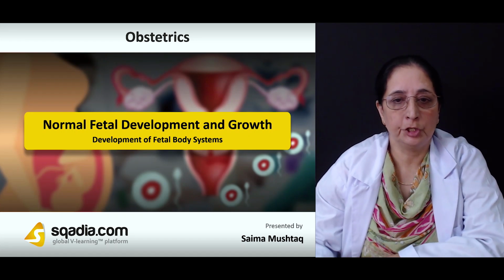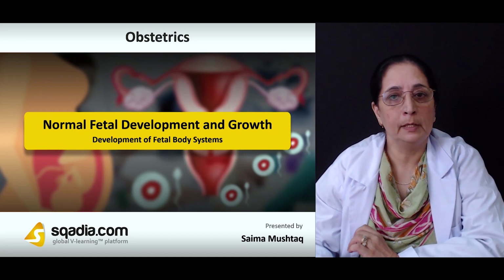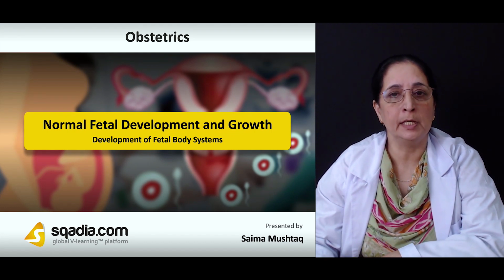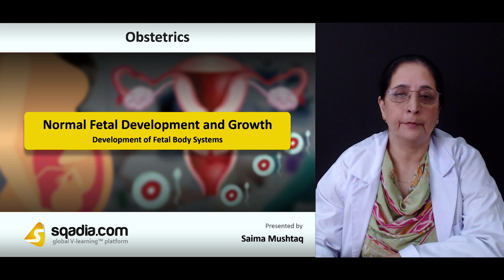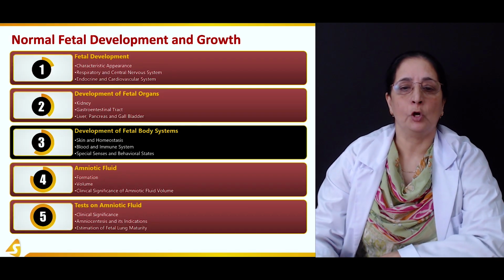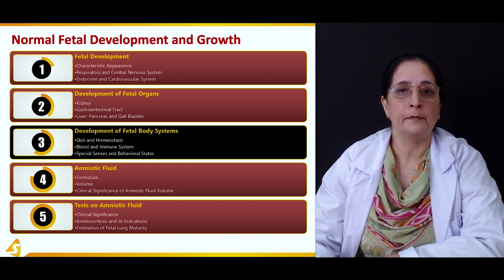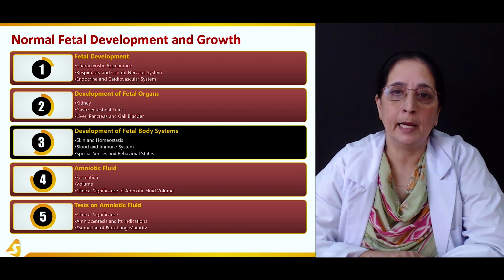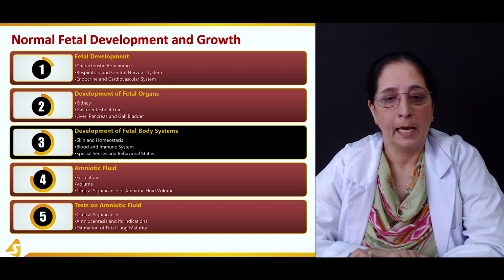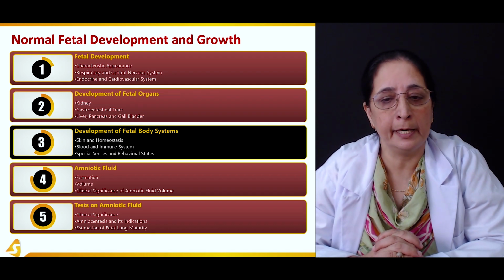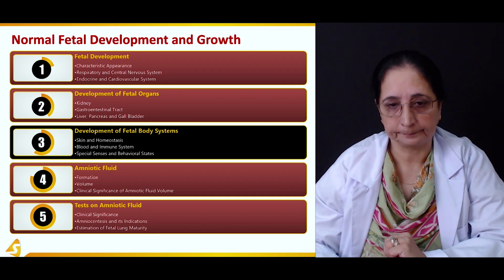In the third section of our lecture topic, normal fetal development and growth, now we will talk about the development of fetal body systems. In this, we will talk about the development of skin and homeostasis, blood and immune system, and also development of special senses and behavioral states.